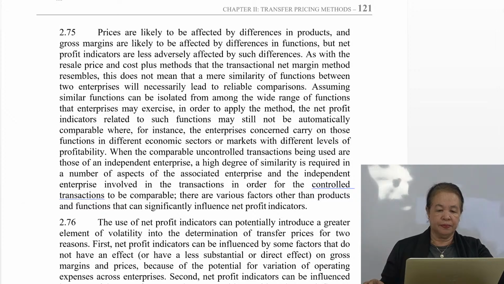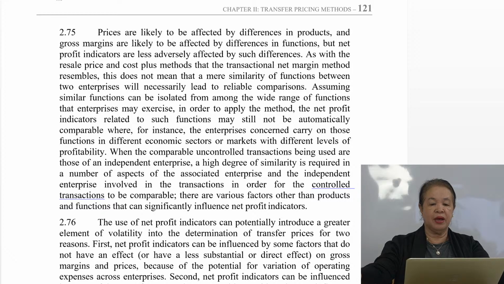Okay. So prices are likely to be affected by differences in products, and gross margins are likely to be affected by differences in functions. But net profit indicators are less adversely affected by such differences. So the indicators are different, no? Net profit indicators. As with the resale price and cost plus methods that the transactional net margin method resembles, this does not mean that a mere similarity of functions between two enterprises will necessarily lead to reliable comparisons.